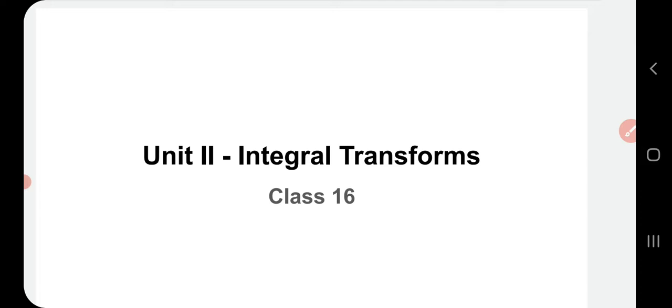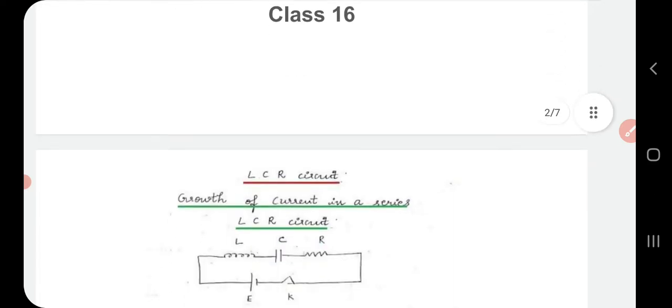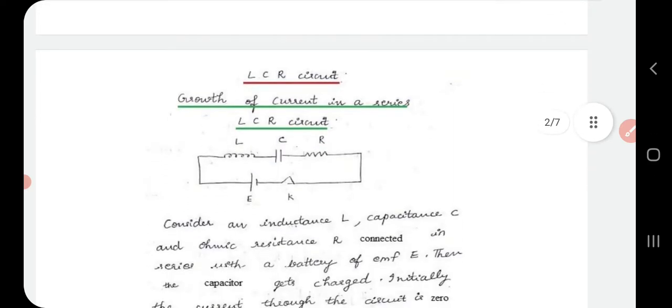Now, using the same procedure as that we have used for solving harmonic oscillator, today we are going to solve the LCR circuit problem. That is, today we are going to see the growth of current in a series LCR circuit. We are going to solve that problem by applying Laplace transform and inverse Laplace transform and a few formulas that we have already discussed.